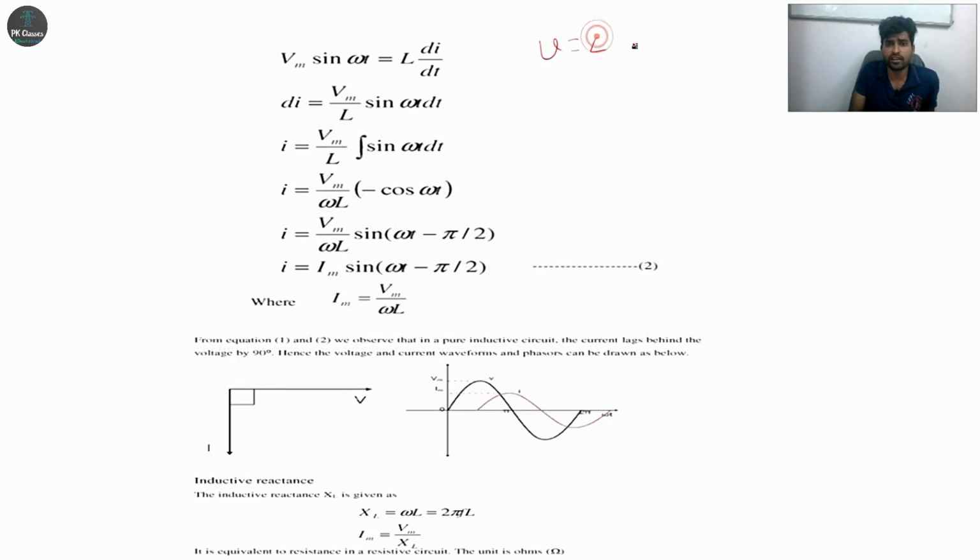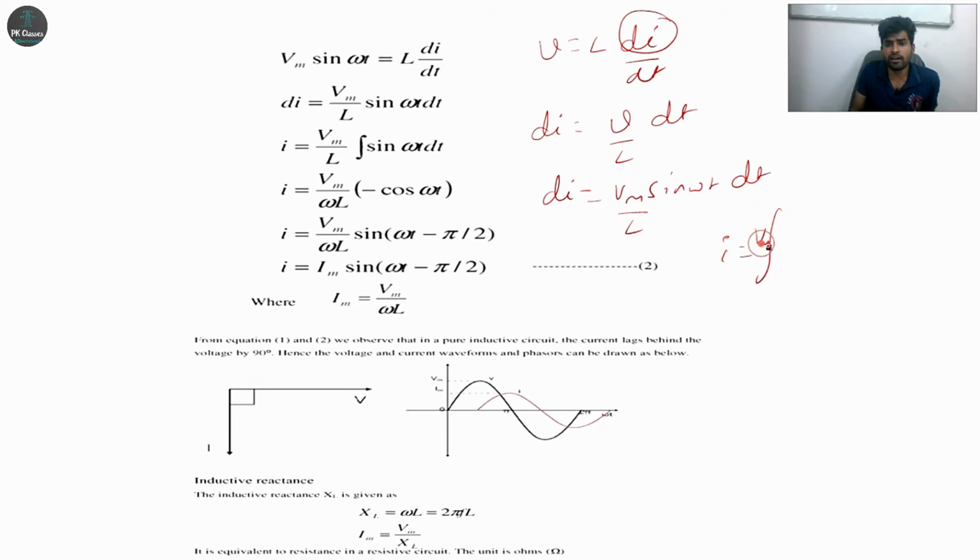So v is equal to what? L into di by dt. We want this di, right? So I take the left hand side: di is equal to v by L dt, right? So what about v? v is equal to Vm sin omega t, di as it is, divided by L dt. So if you want i, you have to integrate, right? So Vm by L outside, sin omega t dt. What about the integration of sin omega t? Definitely minus cos omega t by omega, right? Vm by L into minus cos omega t by omega, right?